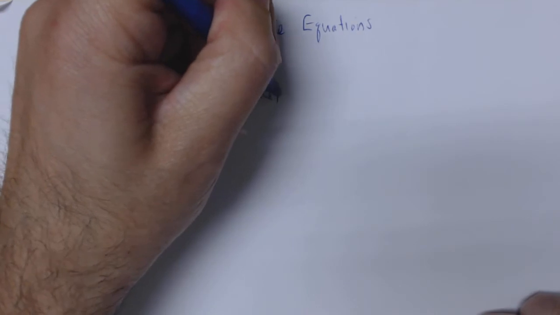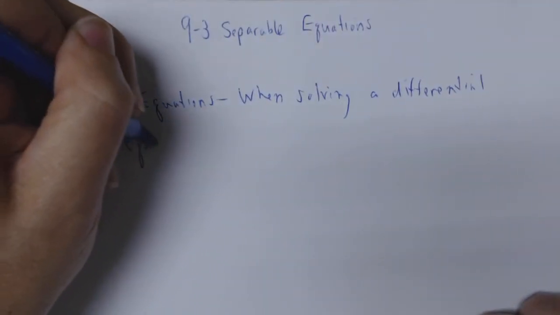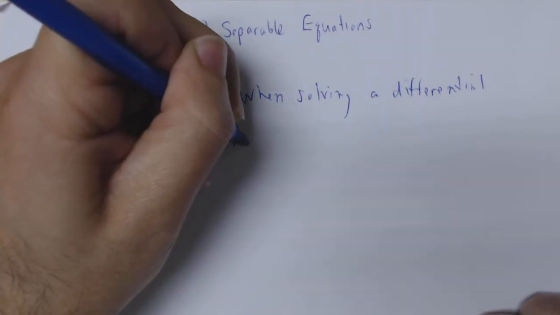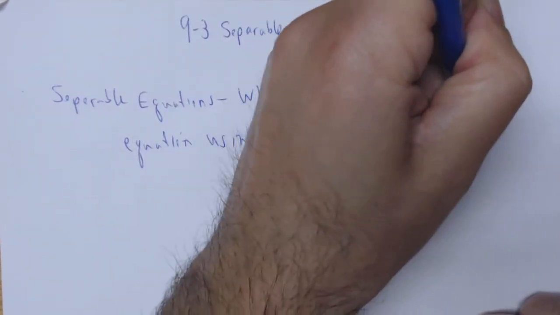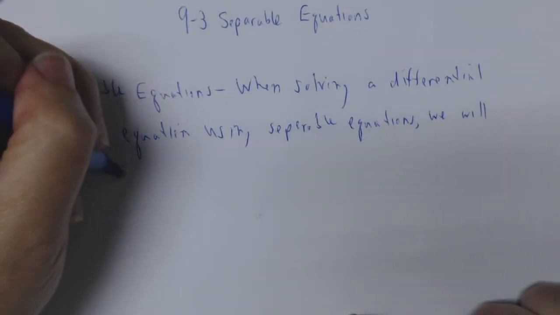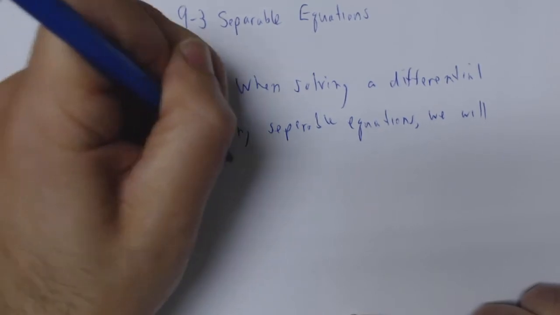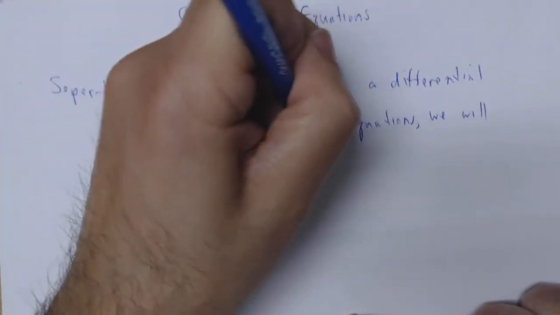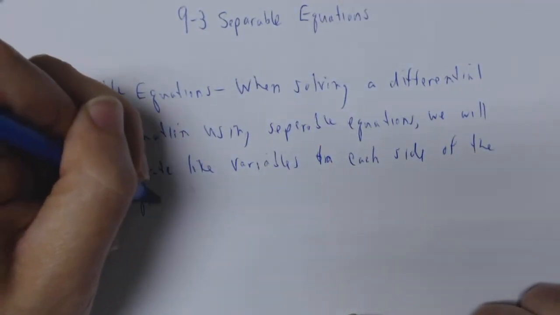So what we're going to say is that when solving a differential equation using separable equations, we will separate like variables on each, or we could say to each side of the equation.